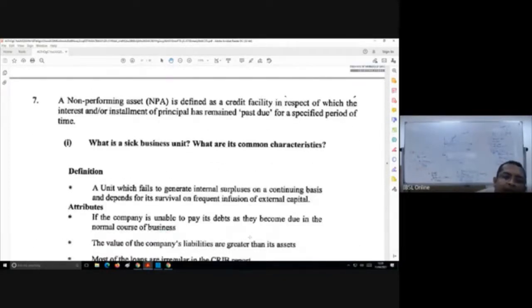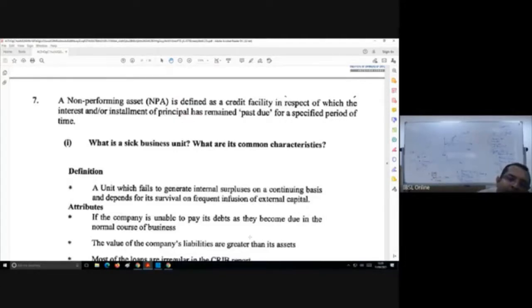Non-performing asset is defined as a credit facility in respect of which the interest and/or installment of principal has remained past due for a specific period of time.